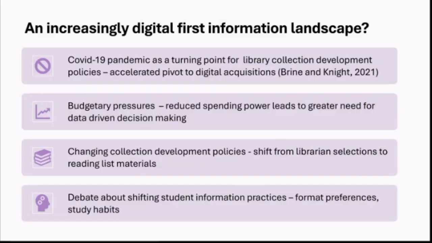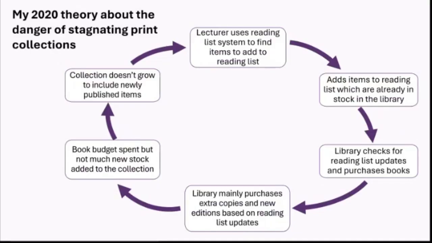Back in 2020, I came to a Northern Collaboration event, literally the week before COVID changed everything. And I presented this theory about the danger of stagnating print collections. I'd identified that at Huddersfield, people were adding things to reading lists based on what we already had in stock. The library was using that to drive its acquisitions policy.